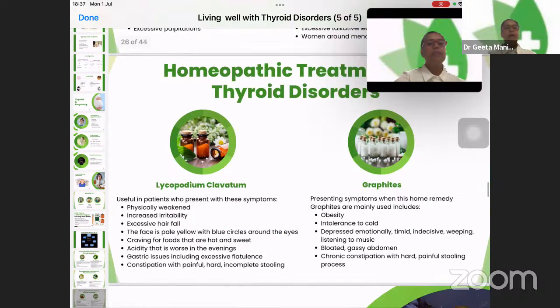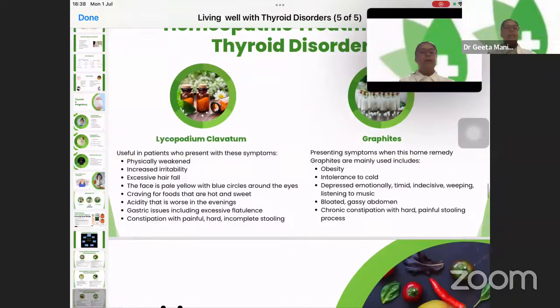Homeopathic treatment for thyroid disorders. Lycopodium is one more remedy, and the other remedy is Graphitis. Lycopodium is suited to patients who are physically weak. There's increased irritability, excessive hair fall. The face is pale yellow with blue circles around the eyes.